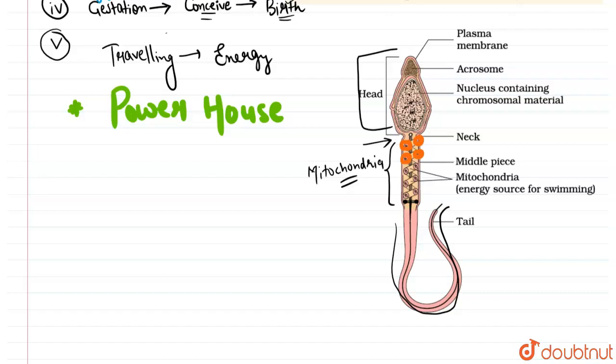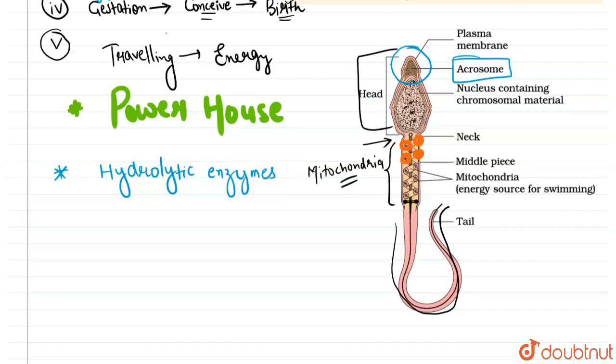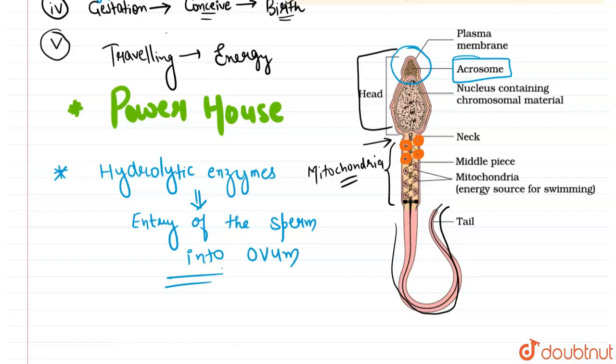And there is a special segment here, which is the acrosome. You can check it here. This is the acrosome. What is the function of the acrosome? The acrosome contains some hydrolytic enzymes, and these enzymes help in the entry of the sperm into the ovum. Okay, so this was all about these questions.